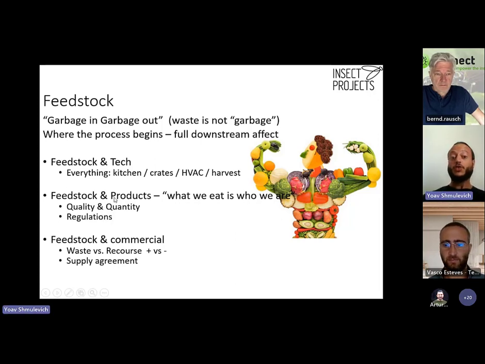The connection between feedstock and products. I like to use the quote here, what we eat is what we are. Obviously, your feedstock will have a very big effect on the quality and the quantity of your products. Good feedstock will produce good quality and good quantity. And very strong connection between the regulations. The regulation, and certainly in Western countries, in Europe, in North America, very strong regulations that determine what feedstock you can use to make what products.